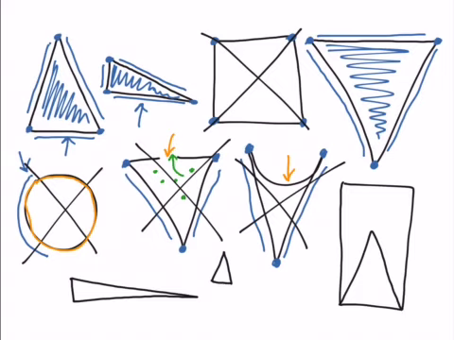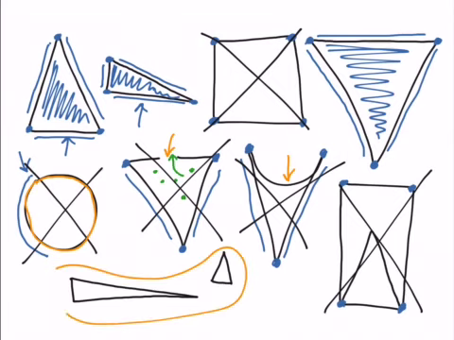All right, almost done. Let's count the corners on this shape. 1, 2, 3, 4 corners. We already know it cannot be a triangle because a triangle only has 3 corners. And now, I'm sure you can see by now that these last 2 shapes right here are actually triangles.